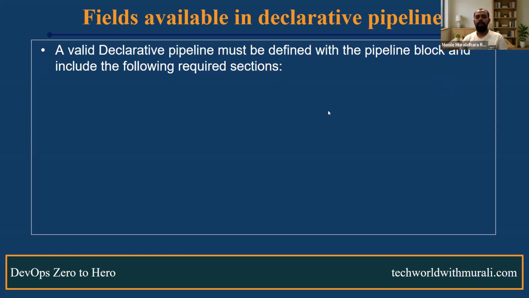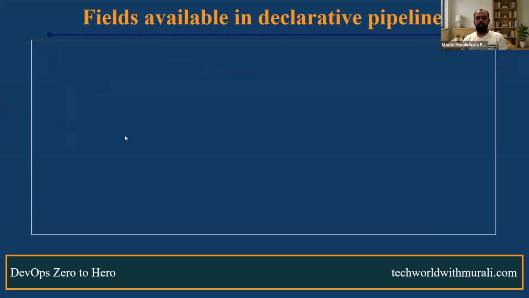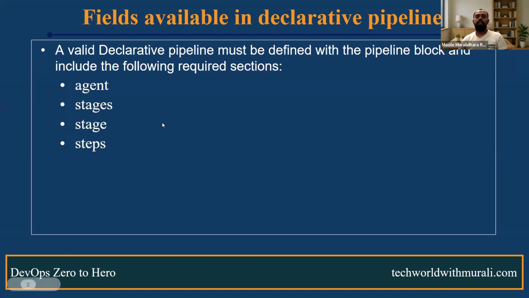And here you have to remember, inside the pipeline, a few mandatory fields are available. So what are those things? We can see it here. One is agent. With agent, where exactly you wanted to run that particular Jenkins job, we can define inside the pipeline. And this agent is the main one. It means once you write the pipeline open close, agent is the first line you have to write. And then stages, and also we have stage and then steps. So these are the 4 mandatory options we need to define inside the Jenkinsfile.